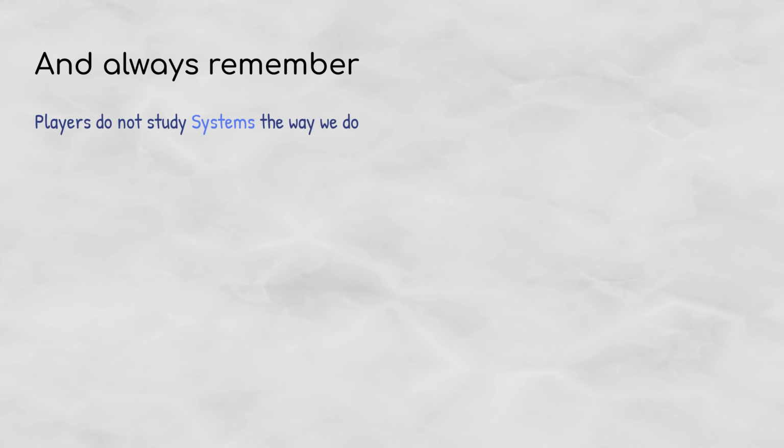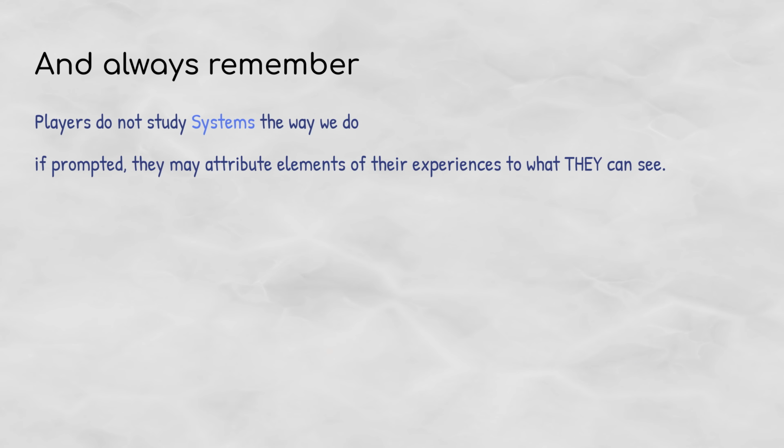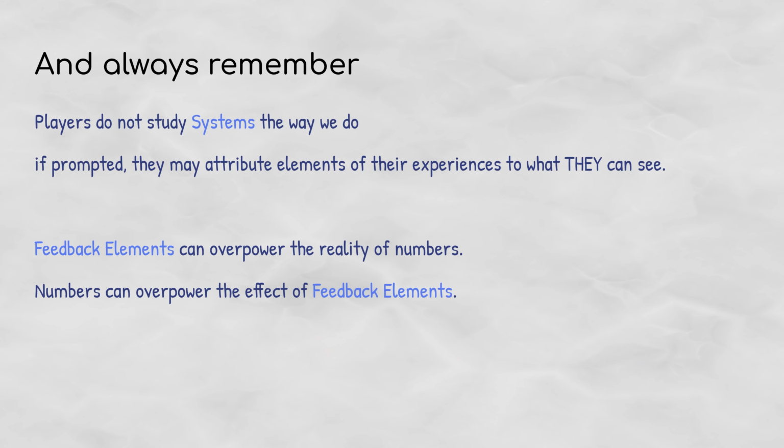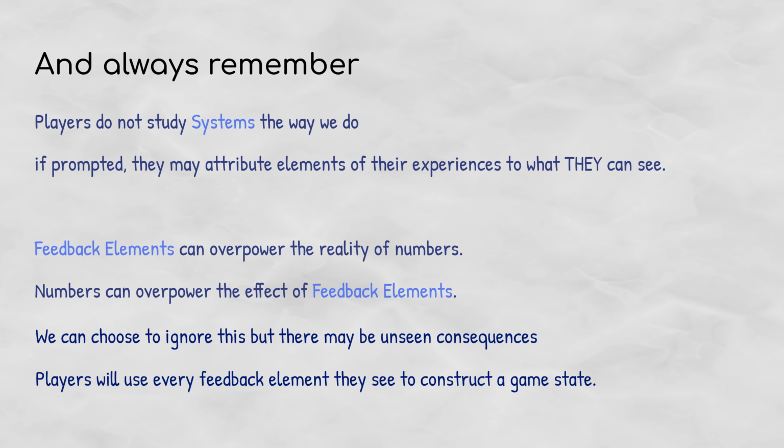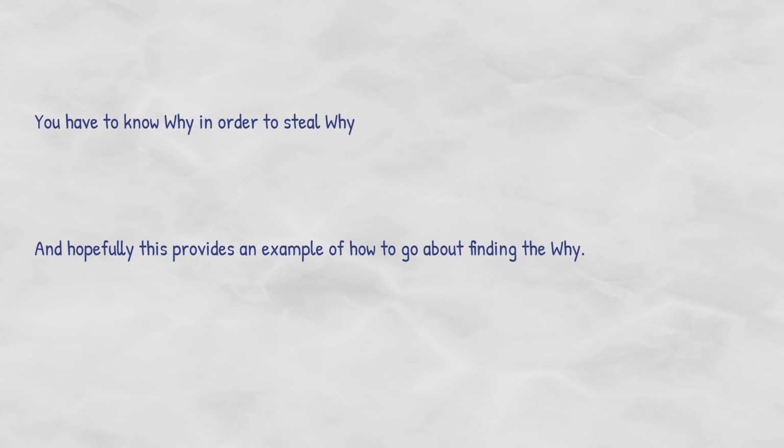But remember, players do not study systems the way that we do, and if prompted, they may attribute elements of their experience to what they can see. Feedback elements can overpower the reality of numbers, and numbers can overpower the effects of feedback elements. And we can choose to ignore this, but there may be consequences. Just because a gun does higher damage numbers doesn't mean players know it's stronger. If a sound effect is bassy enough and there's enough feedback elements to convey that a gun is stronger, players may truly believe that a gun is stronger. And knowing why helps us steal why, and this brings us closer to stealing the fun. Hopefully, this has provided an example of how to go about finding the why.